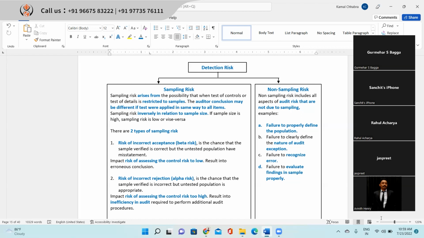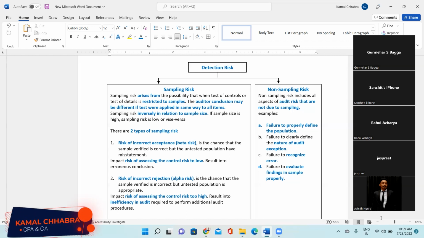And in the other case, which we have discussed just before with the questions, the risk will be assessed as high and you'll be testing more in test of detail. So that makes your audit inefficient. Right? Make sense? Okay.